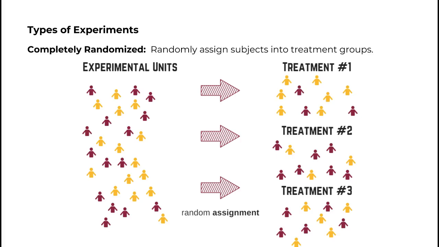All right, there are also a number of different types of experiments. This is by no means a comprehensive list. There's also crossover design. There's a lot of different designs, but these are three big ones. The first is completely randomized.